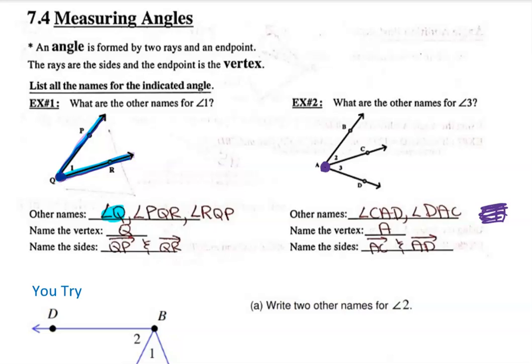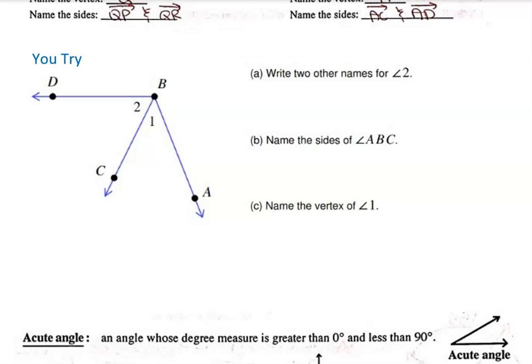And they wanted us to find angle 3, so that's the one we did here. We did CAD and then DAC. For this first problem, write 2 other names for angle 2.